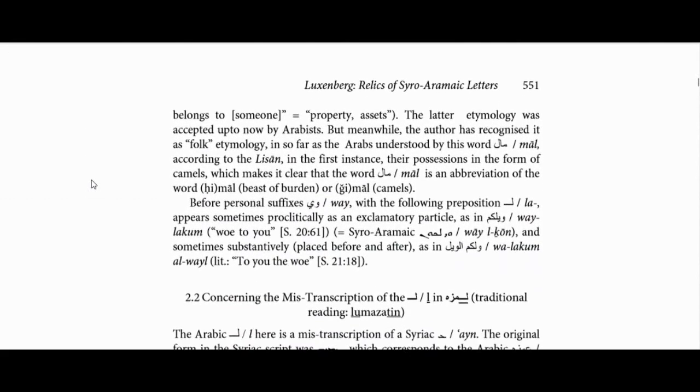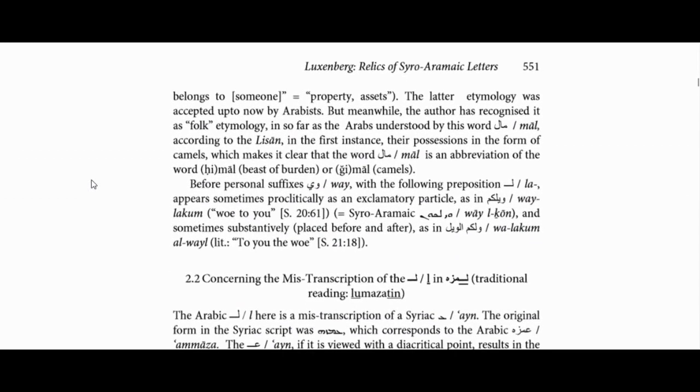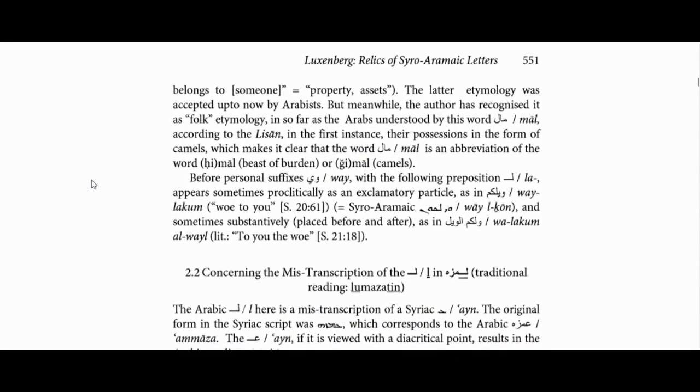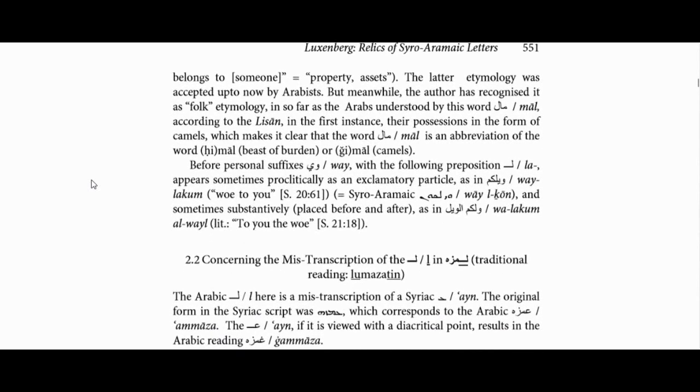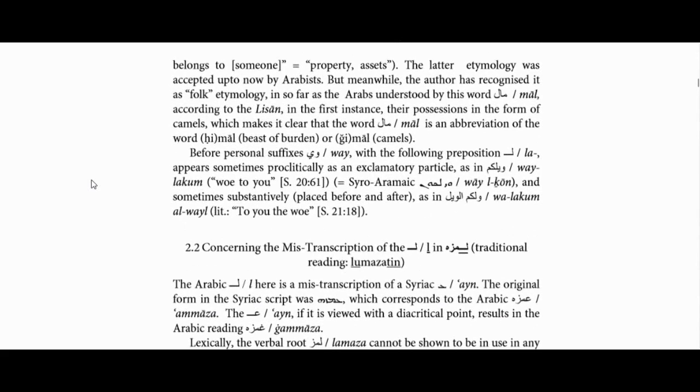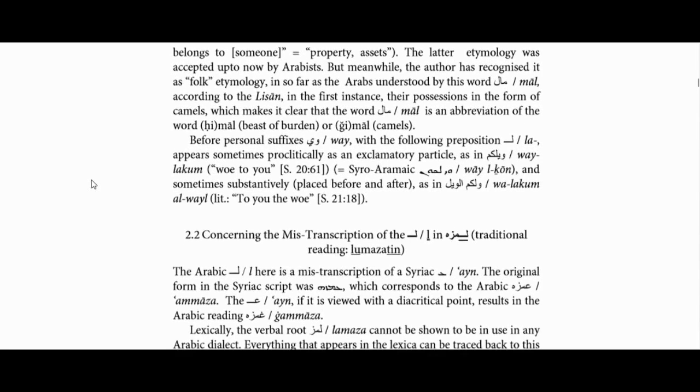The latter etymology was accepted up to now by Arabists, but meanwhile the author has recognized it as folk etymology, insofar as the Arabs understood by this word mal, according to the Lisan, in the first instance, their possessions in the form of camels, which makes it clear that the word mal is an abbreviation of the word himal, beast of burden, or jimal, camels.